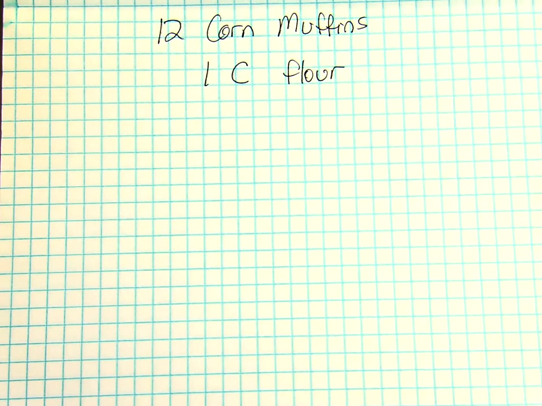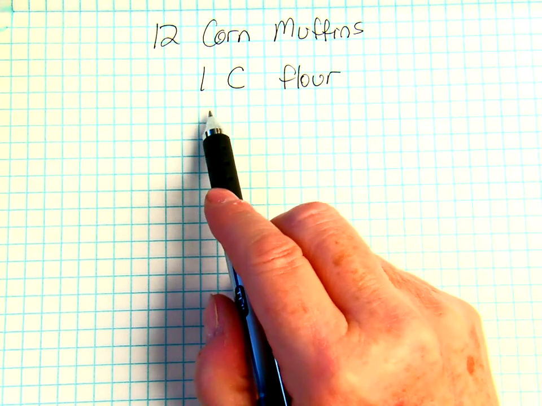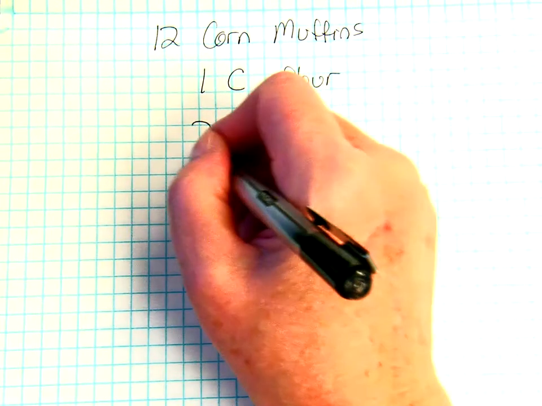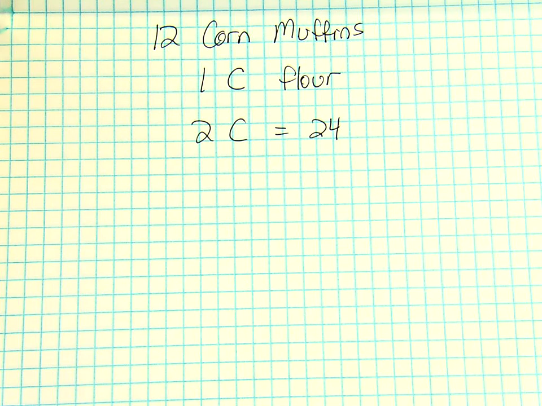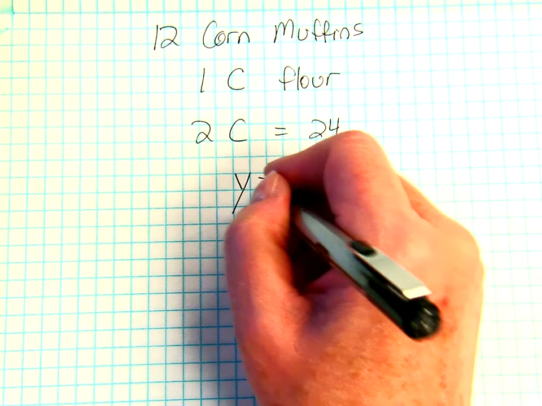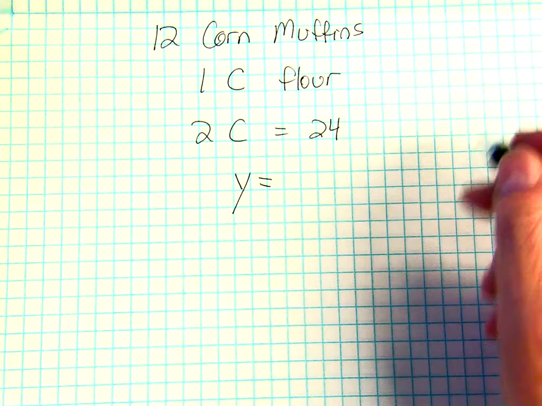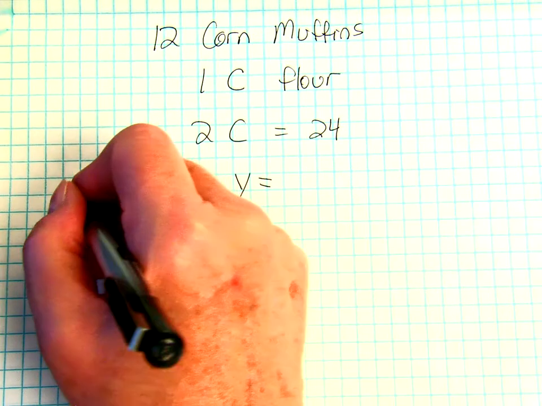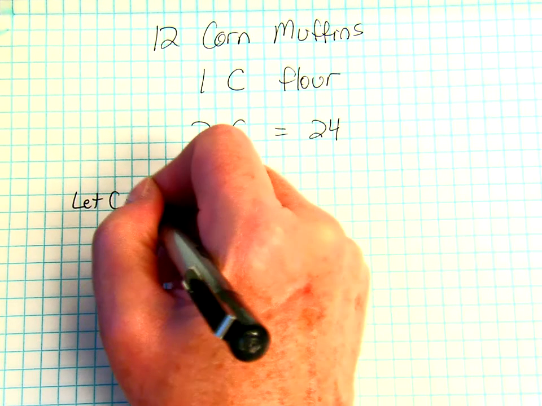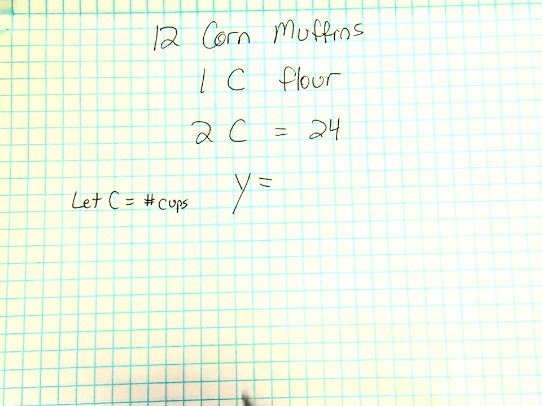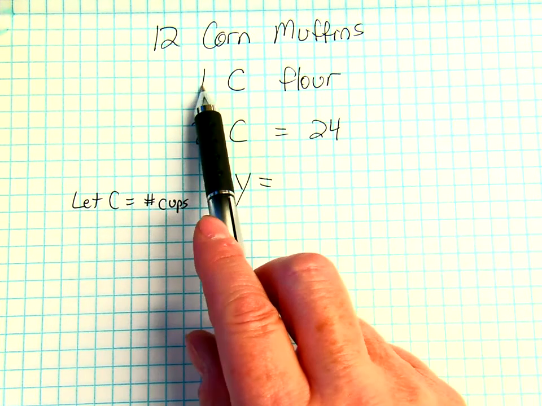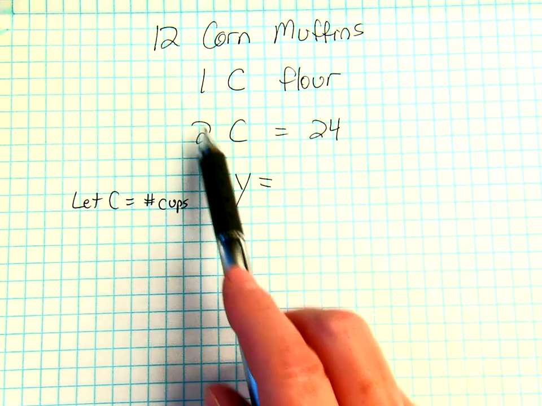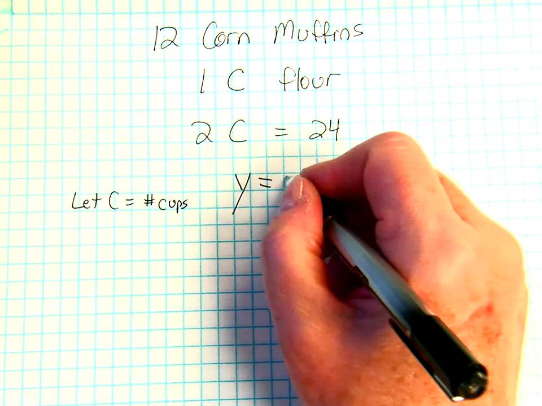Okay, so if I get 12 corn muffins for every cup, then if I had 2 cups, that would equal 24. So I'm working with some multiplication here. Y is going to equal the number of cups, and I will get 12 times the 1 is 12, 12 times 2 is 24.